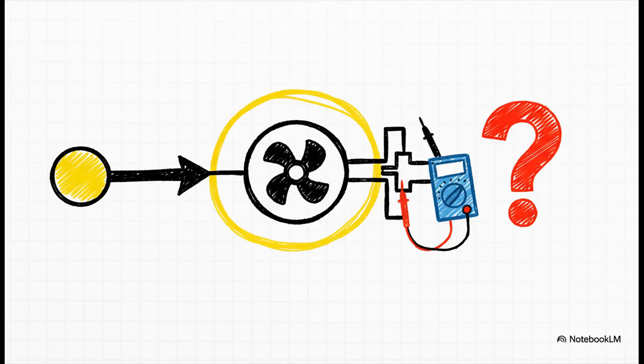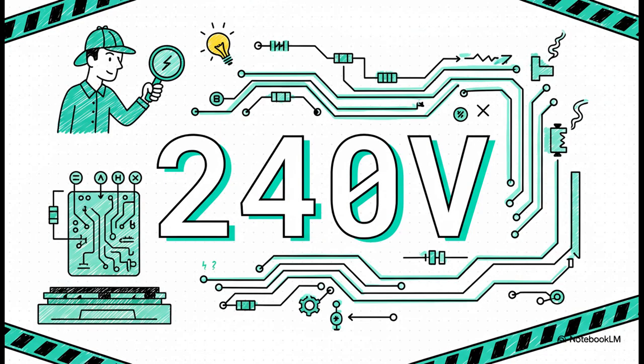We've already confirmed the thermostat is sending the signal, so our first real stop on the schematic is the indoor fan relay. A relay is just an electrically operated switch. We're going to use our multimeter to see if voltage is making it past the relay. And there we go. The meter reads 240 volts. That's exactly what it should be. This tells us the relay is doing its job. The switch is closing. So the relay is not our culprit. We can cross it off the list and move to the next suspect in line.